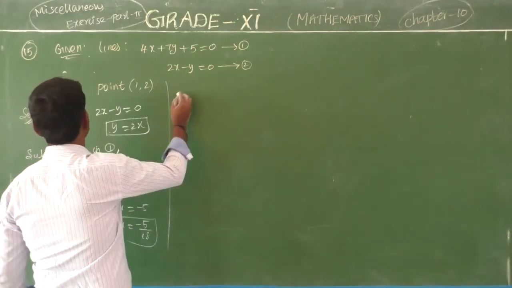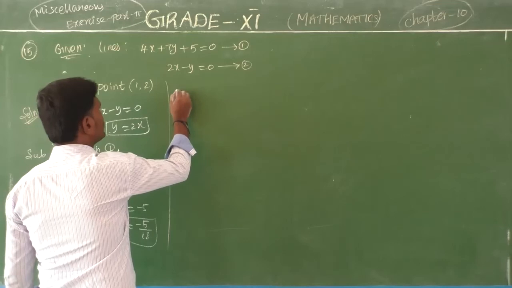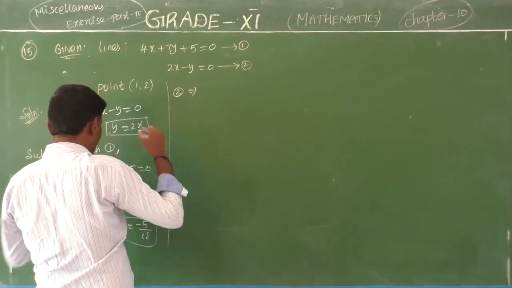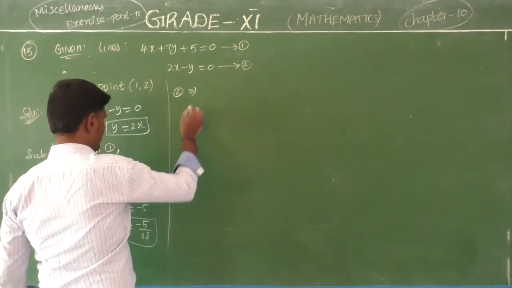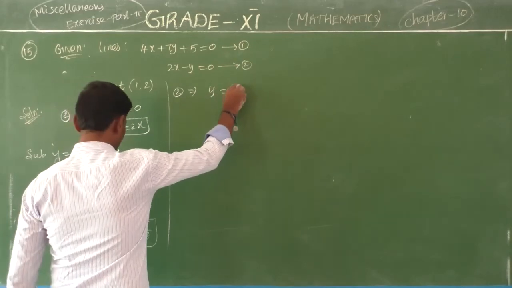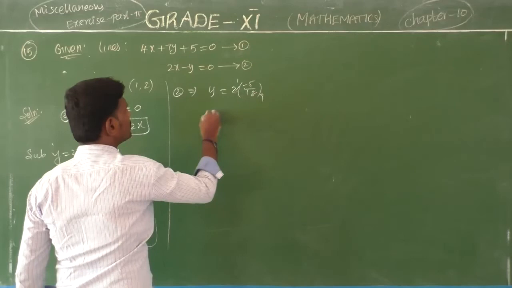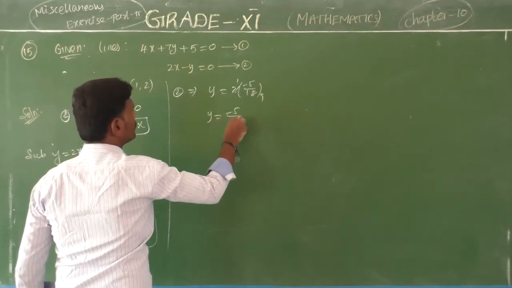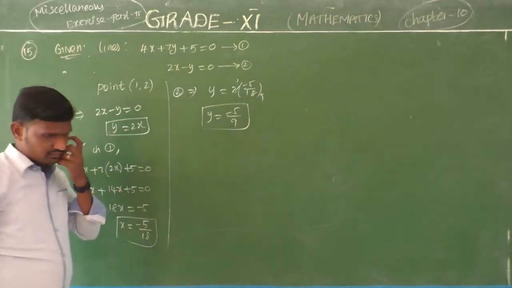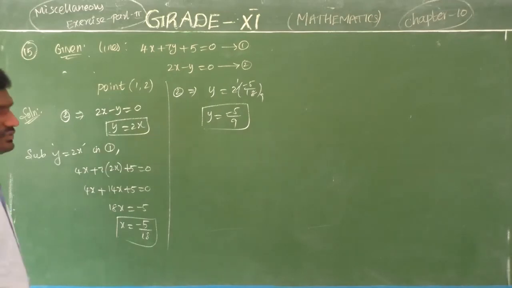Okay. Now substitute that in equation number 2 to get the value of y, that is y equal to 2x. So 2 into minus 5 by 18. 1 twos are 2, 9 twos are 18. So y equal to minus 5 by 9.